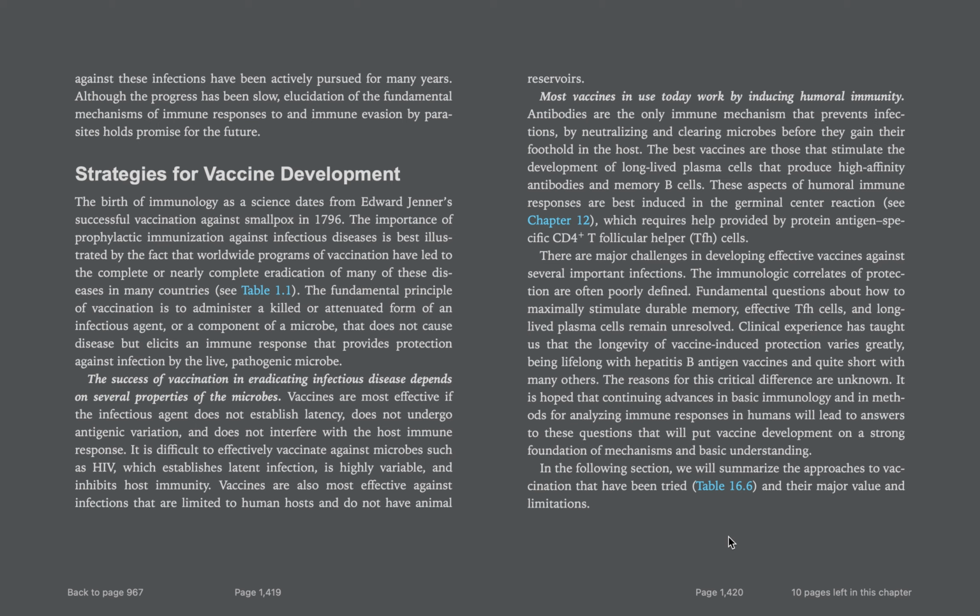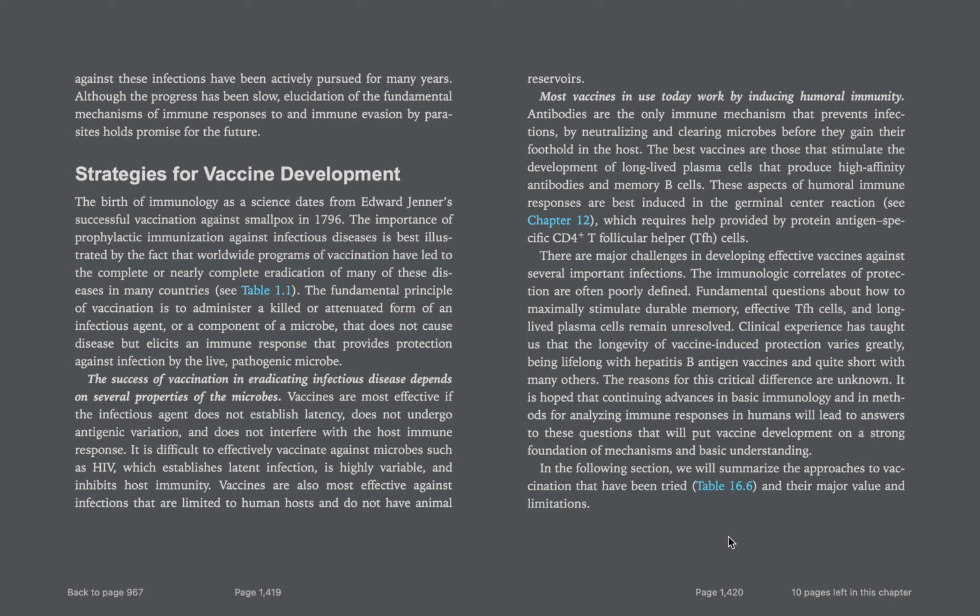The fundamental principle of vaccination is to administer a killed or attenuated form of an infectious agent, or a component of a microbe, that does not cause disease but elicits an immune response that provides protection against infection by live or pathogenic microbes. The success of vaccination in eradicating infectious disease depends on several properties of microbes. Vaccines are most effective if the infectious agent does not establish latency, does not undergo antigenic variation, and does not interfere with the host immune response.